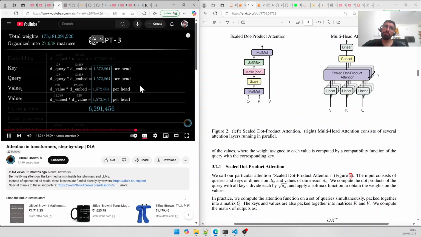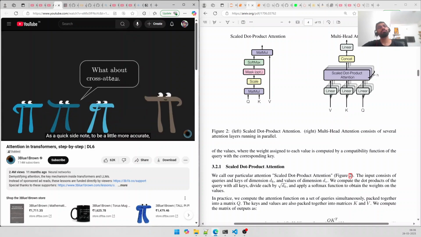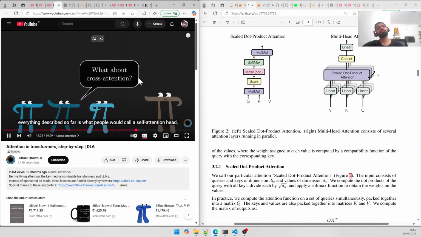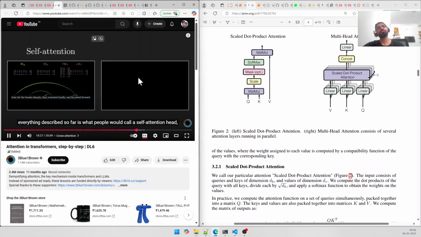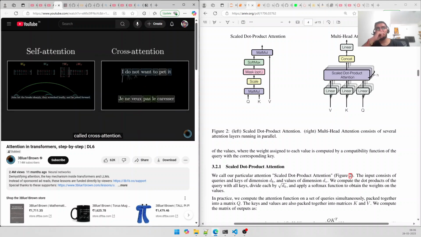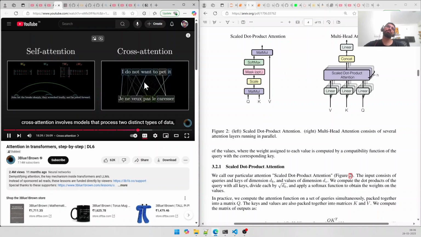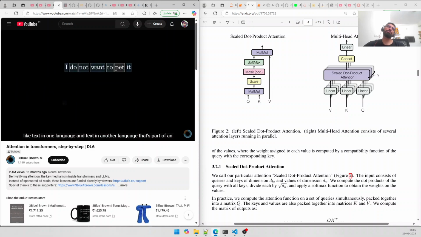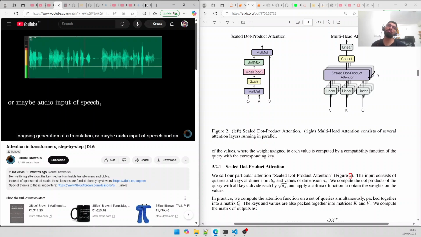As a quick side note, to be a little more accurate, everything described so far is what people would call a self-attention head, to distinguish it from a variation that comes up in other models that's called cross-attention. This isn't relevant to our GPT example, but if you're curious, cross-attention involves models that process two distinct types of data, like text in one language and text in another language that's part of an ongoing generation of a translation, or maybe audio input of speech and an ongoing transcription.